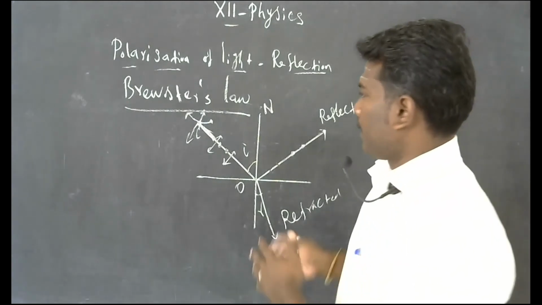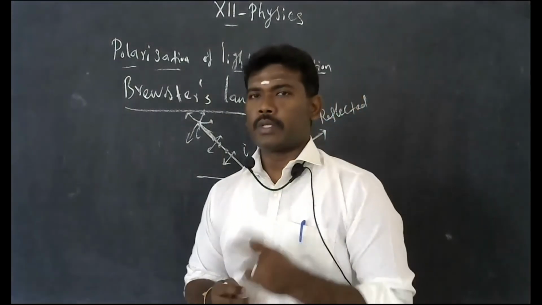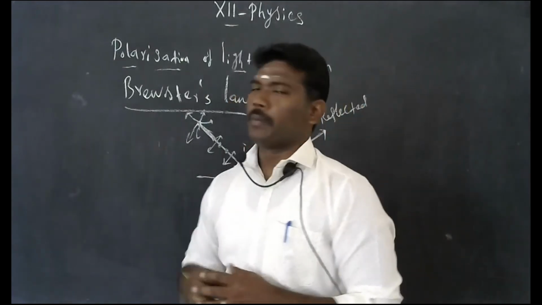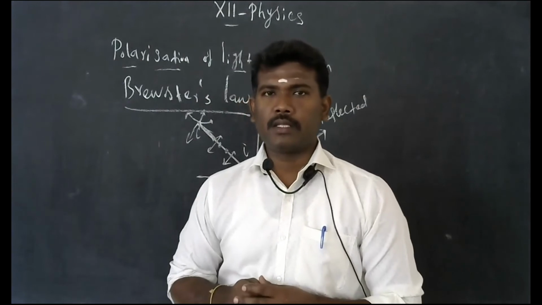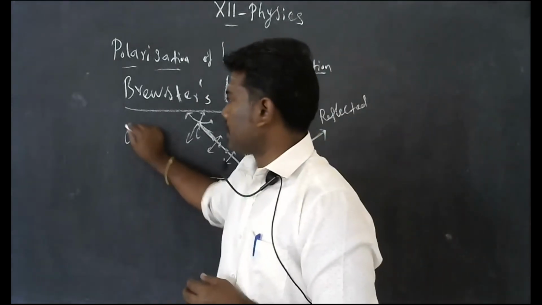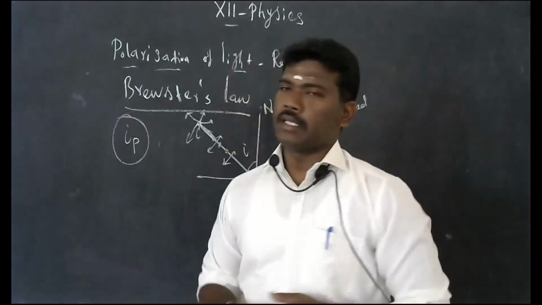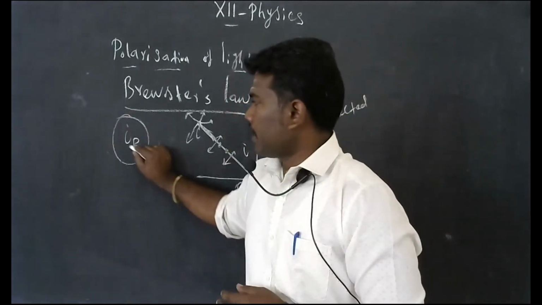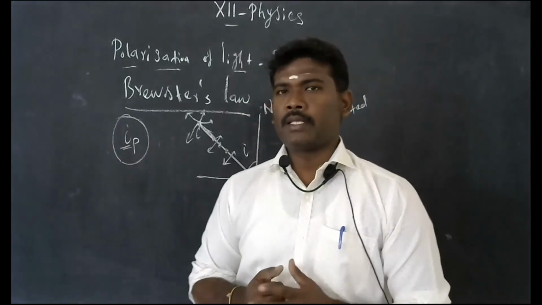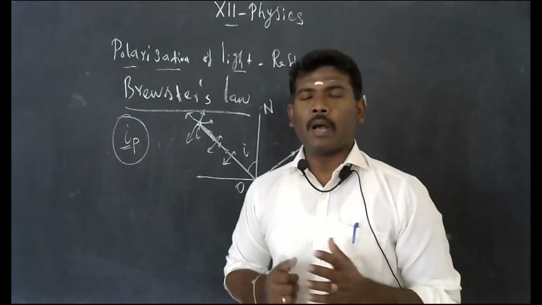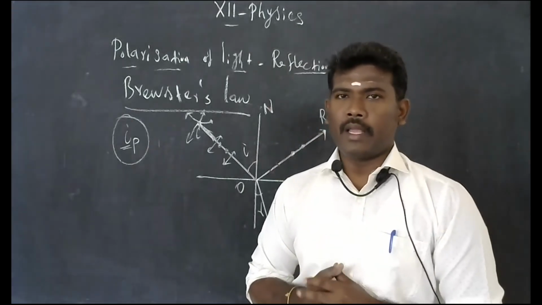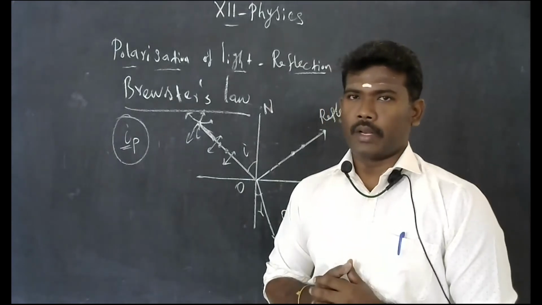Now, in this particular 3-mark question, we have two separate 2-mark questions. One is the statement of Brewster's law, and the other is what is the polarizing angle. It is denoted by the letter IB, the polarizing angle. I is nothing but the angle of incidence. So the polarizing angle is the angle of incidence at which the reflected ray is completely polarized.